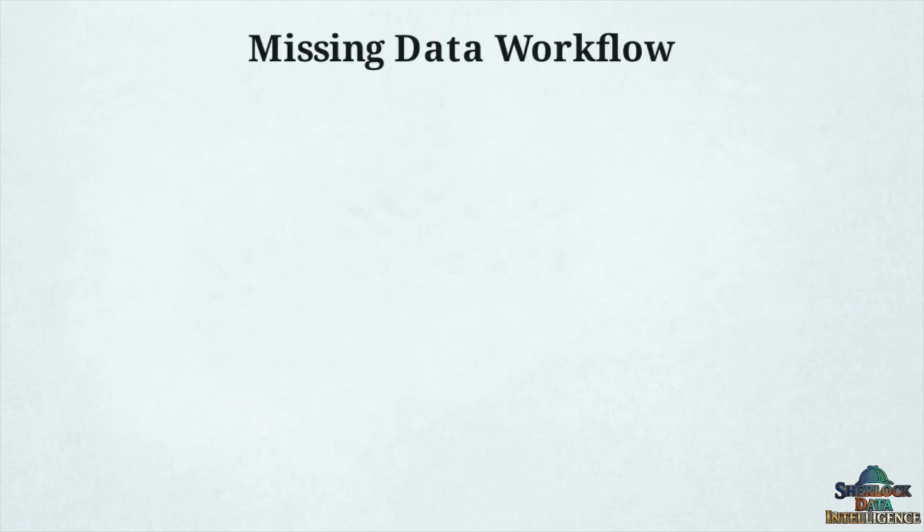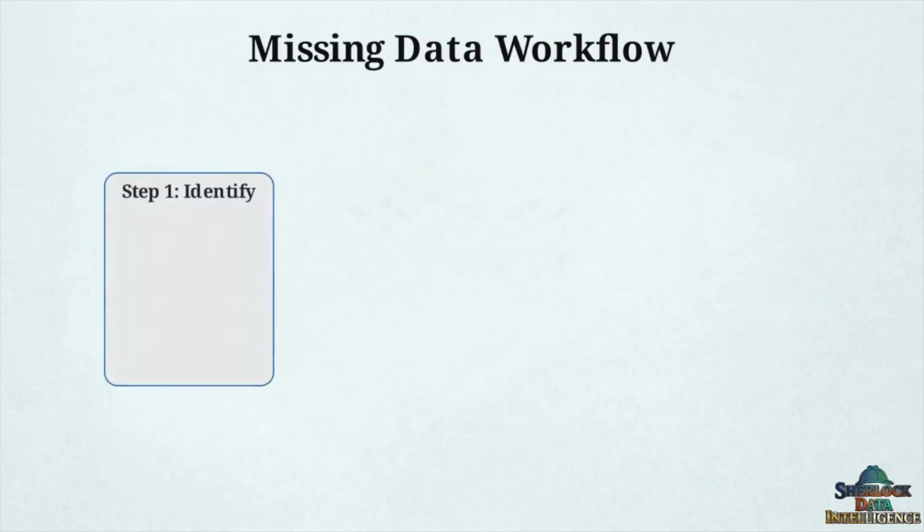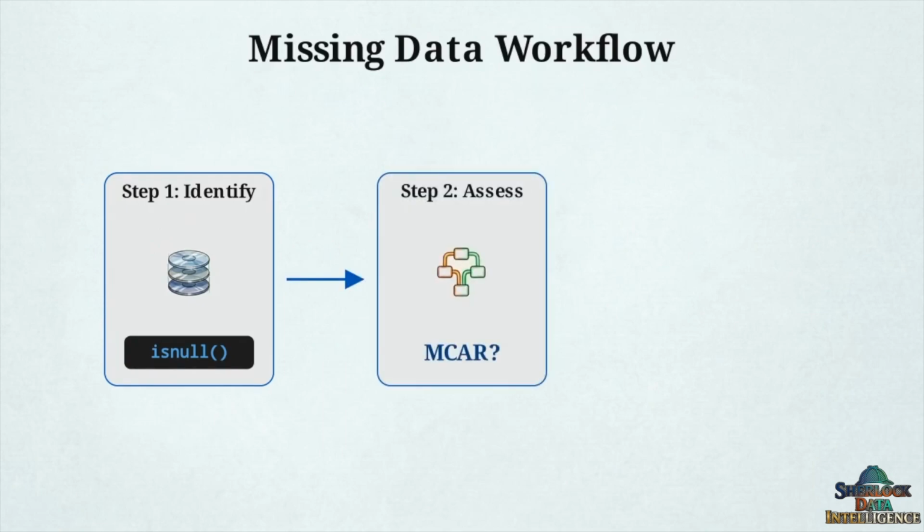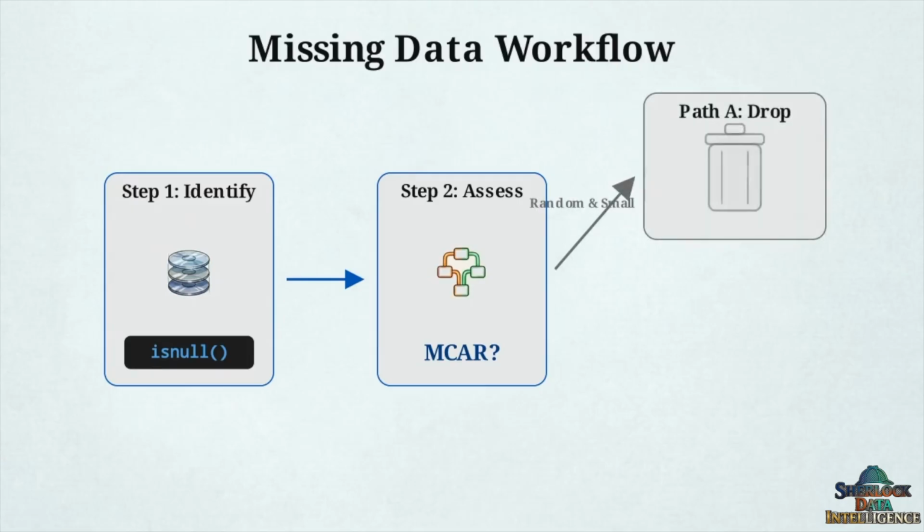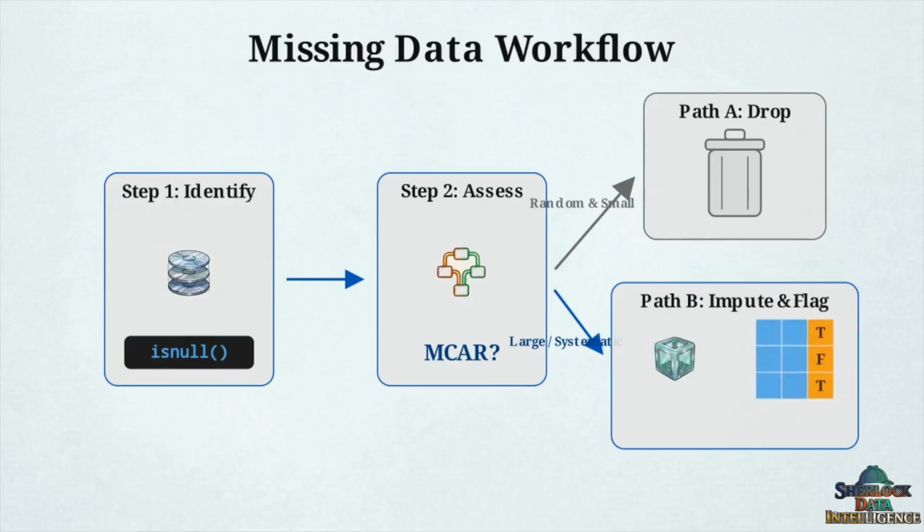Here is your consolidated workflow for missing data. Step 1, identify the gaps using isnull. Step 2, assess for MCAR. Determine if the data is missing completely at random. Step 3, act. If the missing data is random and small, you can drop it. If it's large or systematic, use SimpleImputer and track your tracks.